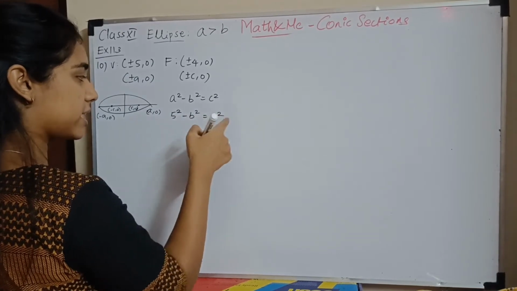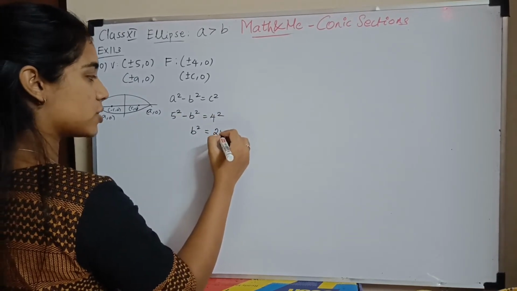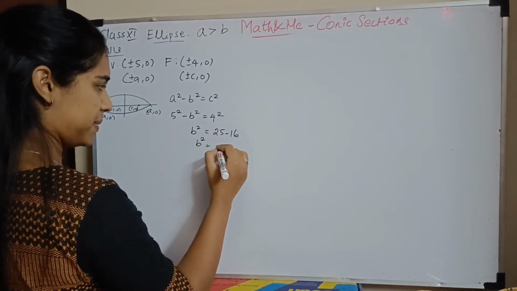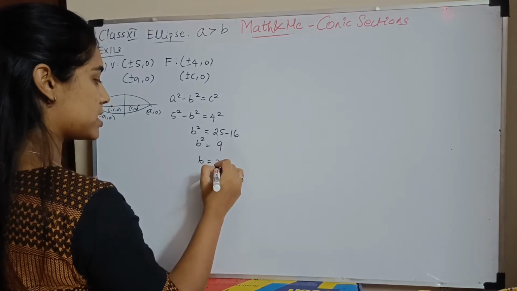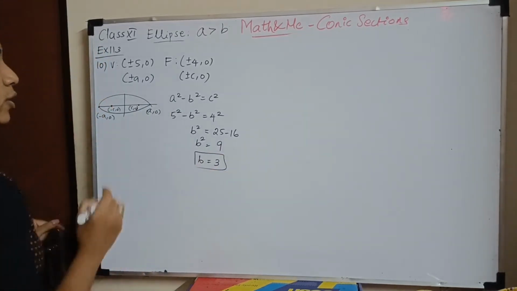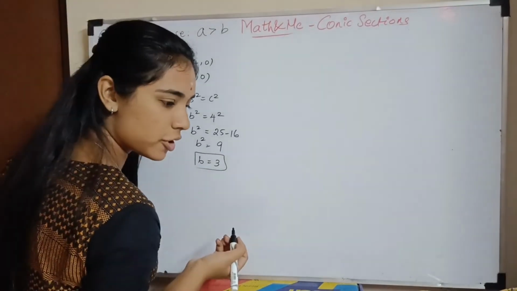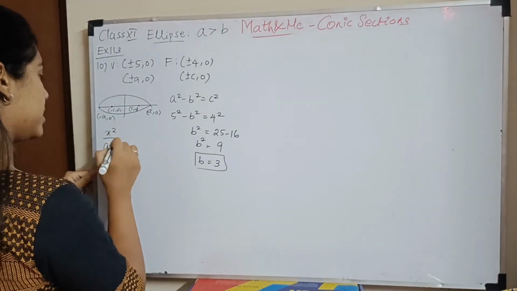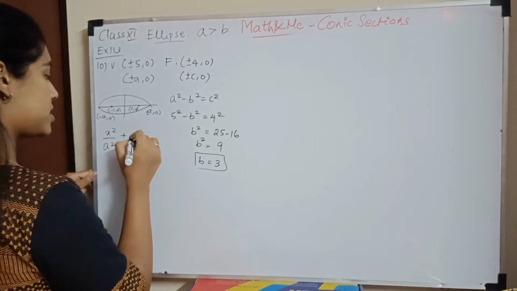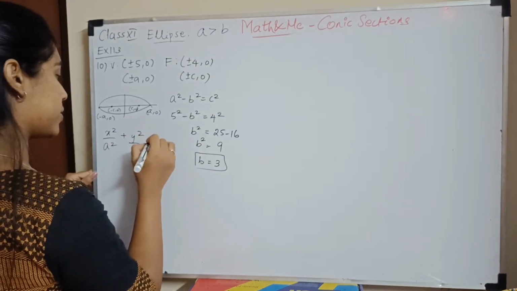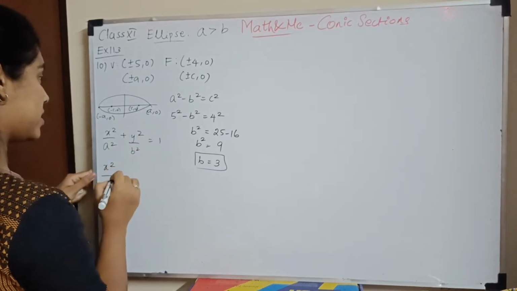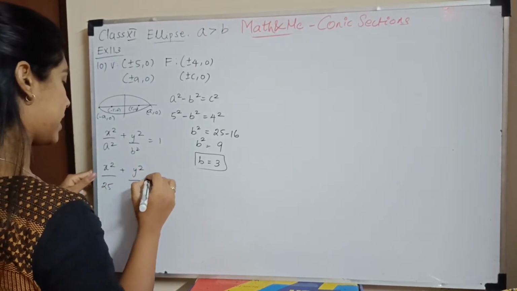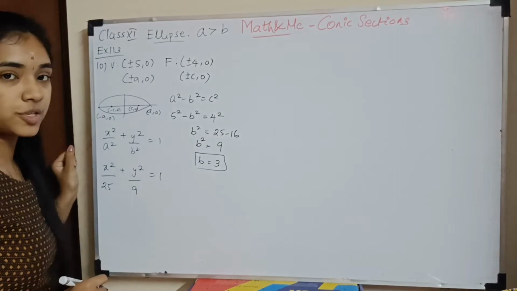Then what is b square? 5 square minus 4 square. So, it is 25 minus 16. b square is 9. b equals 3. So, now a, b, c values are known. What is the equation of your ellipse? It is x square divided by a square, since a is on the x-axis, plus y square divided by b square equals 1. So, it is x square divided by 25 plus y square divided by 9 equals 1. This is the equation. Okay.